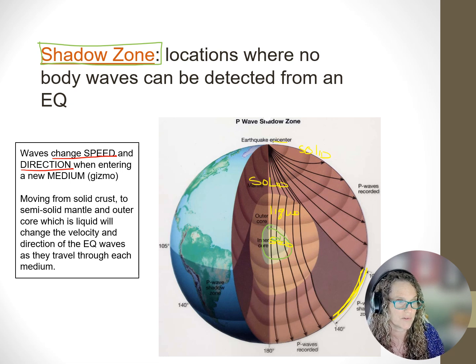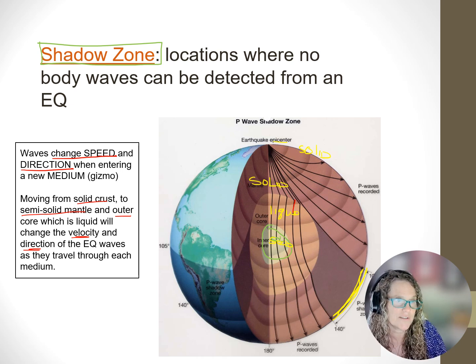If it's moving from a solid crust to a semi-solid mantle, or going from the outer core, which is liquid, it'll change the speed, velocity, and direction of these earthquake waves. And so you can see they'll bounce. Each of these dark lines here represents a change in layer, and you can see they go through, then hit something else, bounce off, and change their direction.